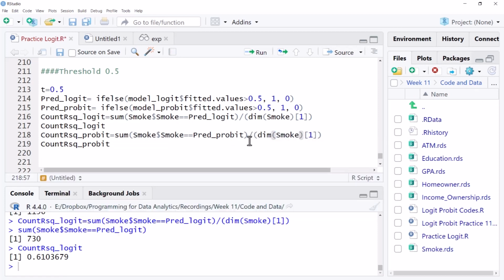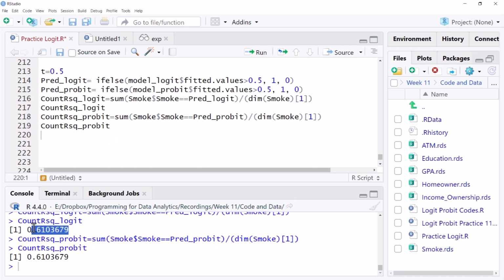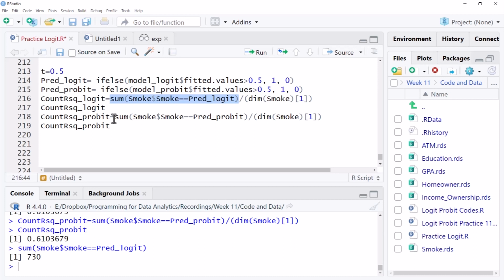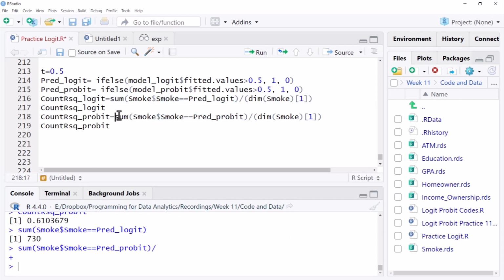So I've reused the same code with minor modifications. At tau equal to 0.5, we can see the accuracy. Both models are giving almost exactly the same accuracy. That means there's not much difference. In fact, the values are also the same. Again, probably the distribution of the data is the same. So we are getting similar results. Here we are able to classify 730, and here also we are able to classify 730 observations. So that is about the performance of these models, count R square. With this, we conclude the case.